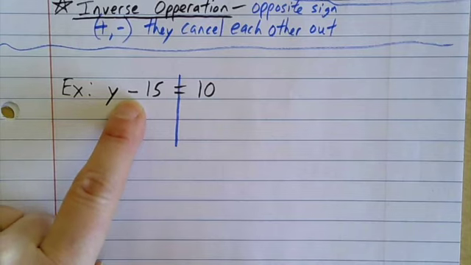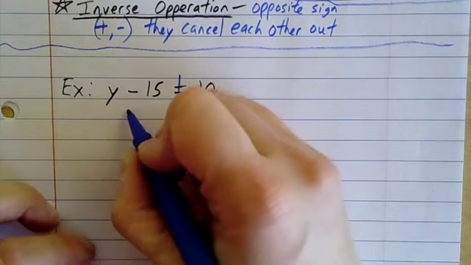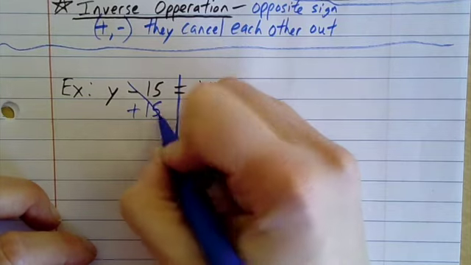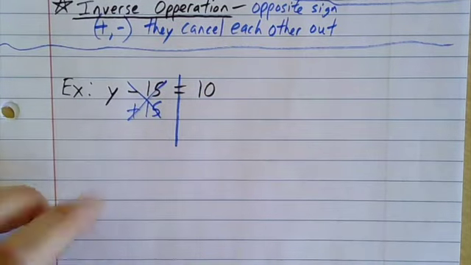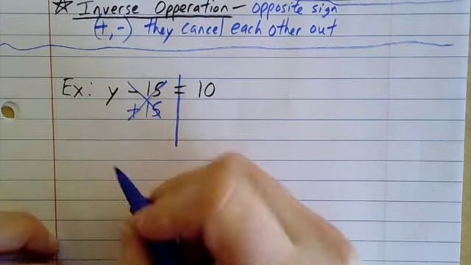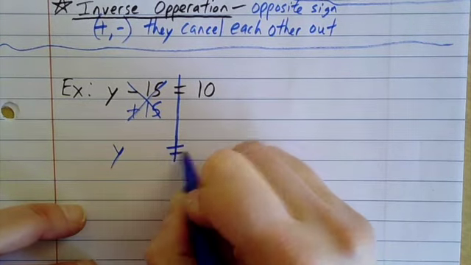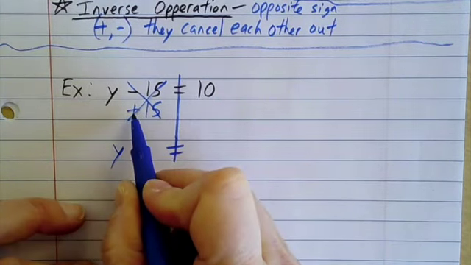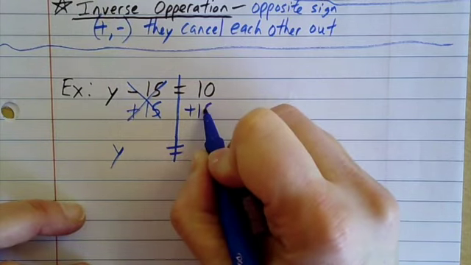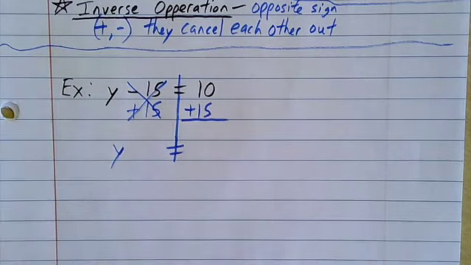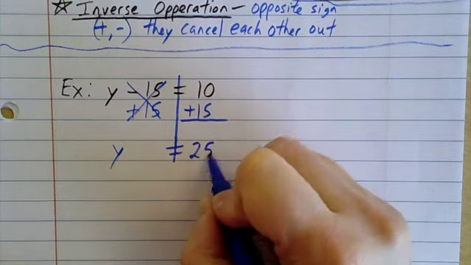I do the opposite of subtracting, which is adding 15, which gets me to 0. If I'm at negative 15 and then I add 15, I get to 0, so that cancels out, which is good. We want y by itself. If I add 15 to the left side of the equation, then I also have to add 15 to the right side. That's how we keep the equation balanced, and that would give me 25 for y.